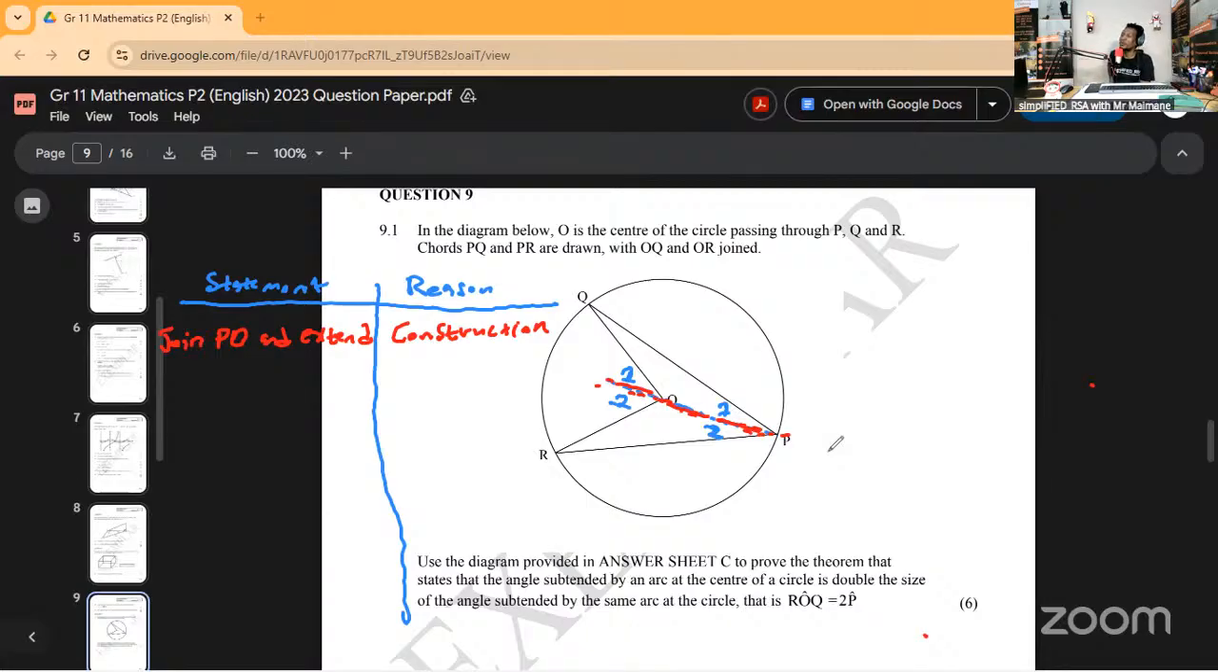Where is the PO? Where is the joint PO? And why is it extended? Where is it coming from? And then me saying the reason is construction, it's also a way of saying it's coming from here. So some of the statements we can argue day and night, but at the end of the day, we are saying the same thing differently.